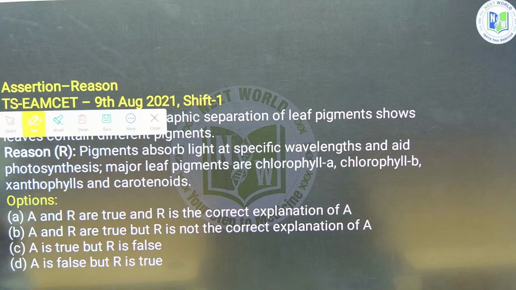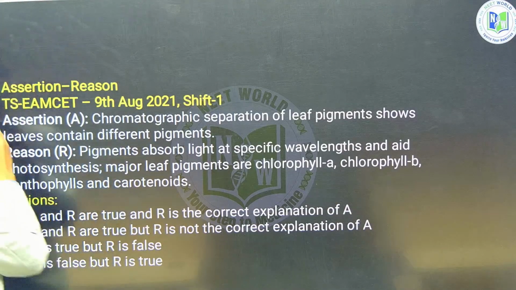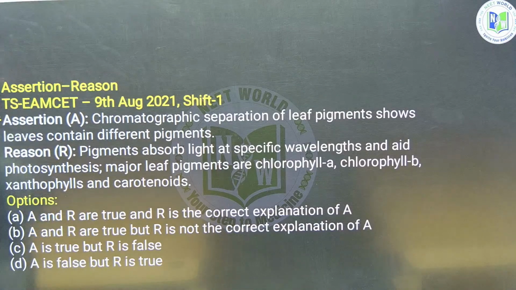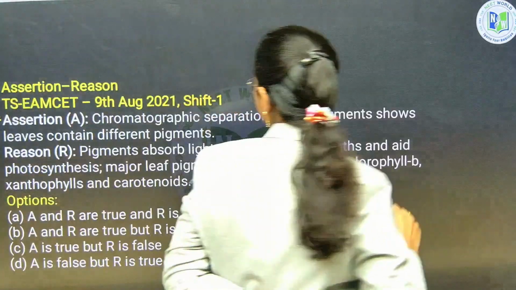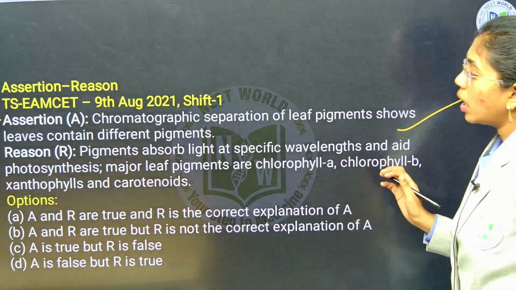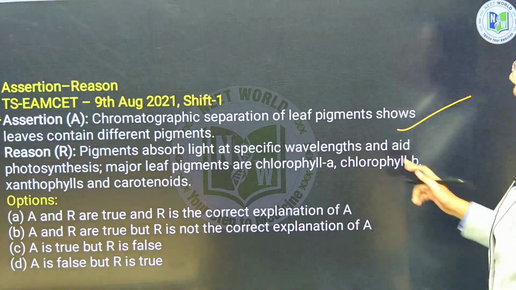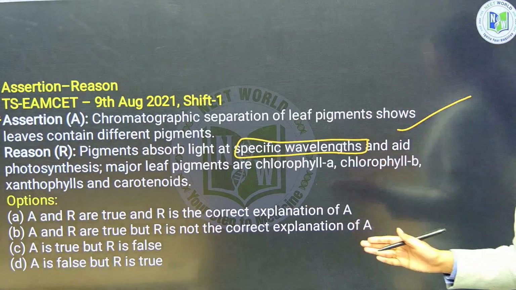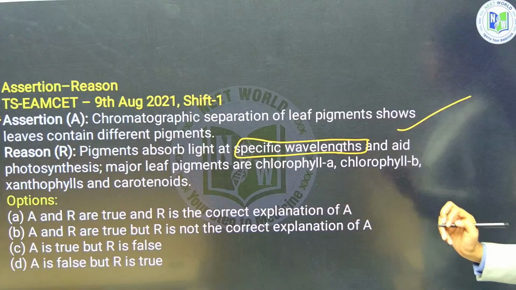Assertion, reason type again. Here we go with this assertion. Chromatographic separation of leaf pigments shows leaf contain different pigments. True. Pigments absorb light at specific wavelength and they aid photosynthesis, that help in the process of photosynthesis.